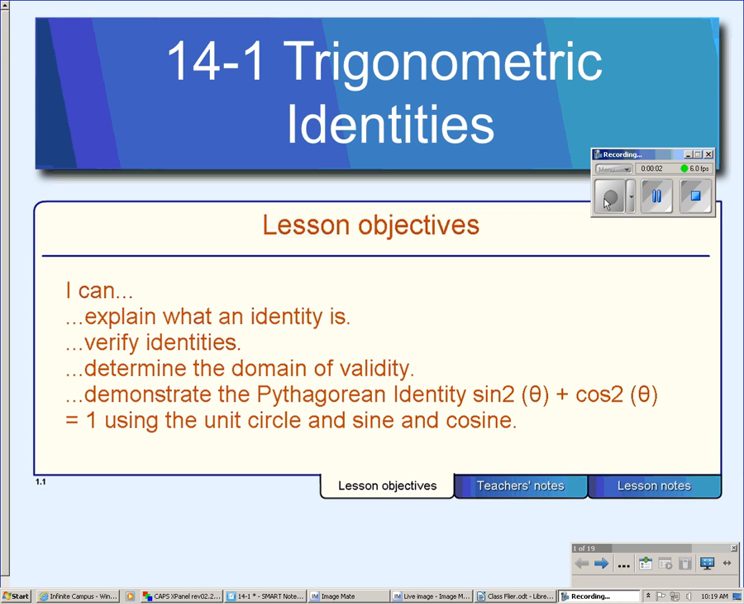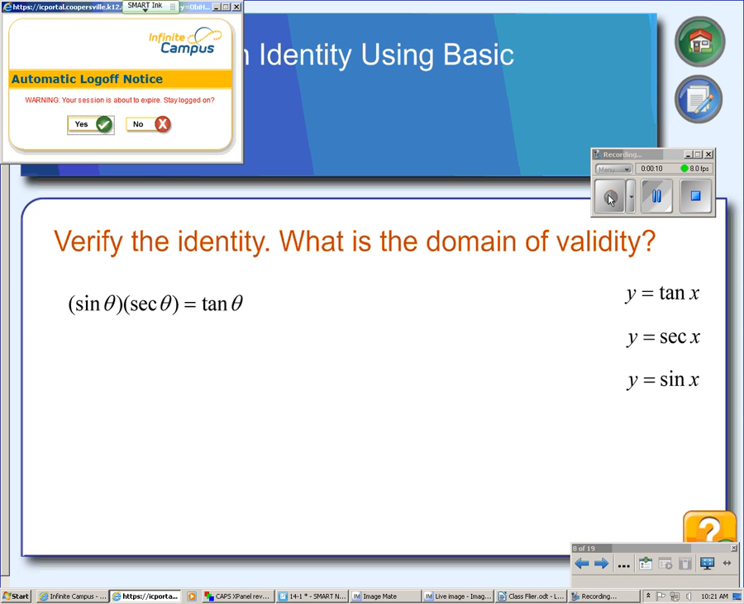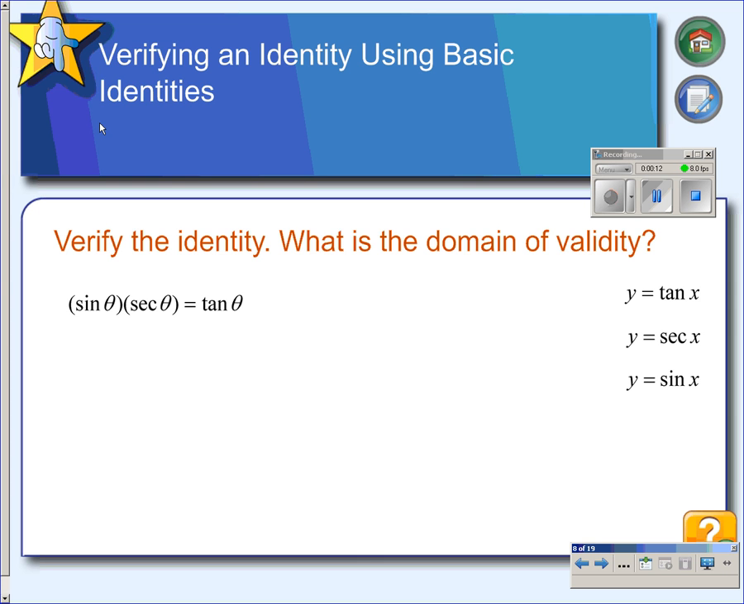This is 14.1 Part 2. In this lesson, we will verify identities. So here is an identity, and we will use the basic trigonometric identities to verify this identity.